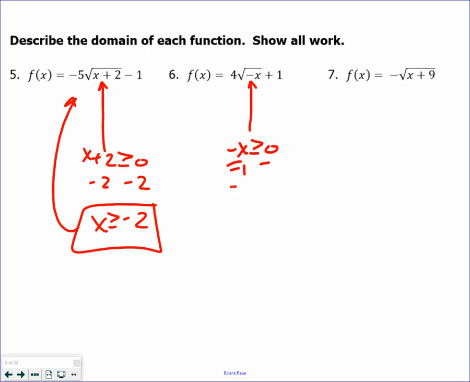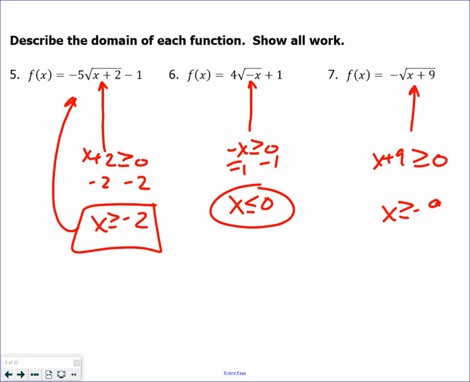Now, you're dividing by a negative 1. So the x values that you're allowed to use in this case are all values that are less than or equal to 0, because when you divide by the negative, it causes the symbol to switch. And so whatever is under the radical must be greater than or equal to 0. So when you're trying to find the domain, the values that you're allowed to use, you must set whatever is under the radical greater than or equal to 0 and solve.